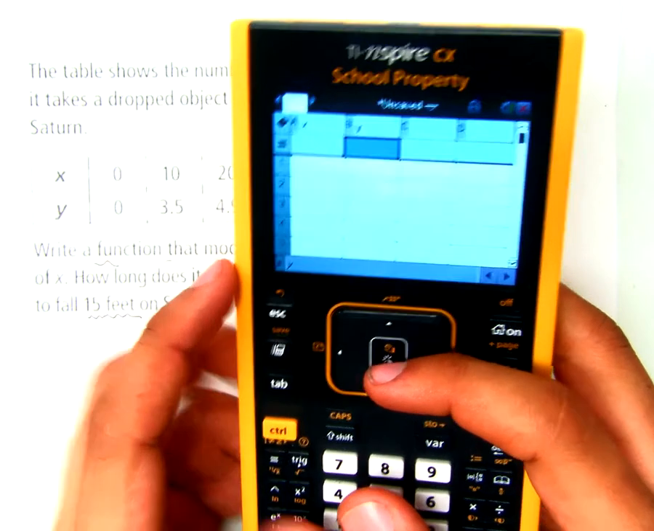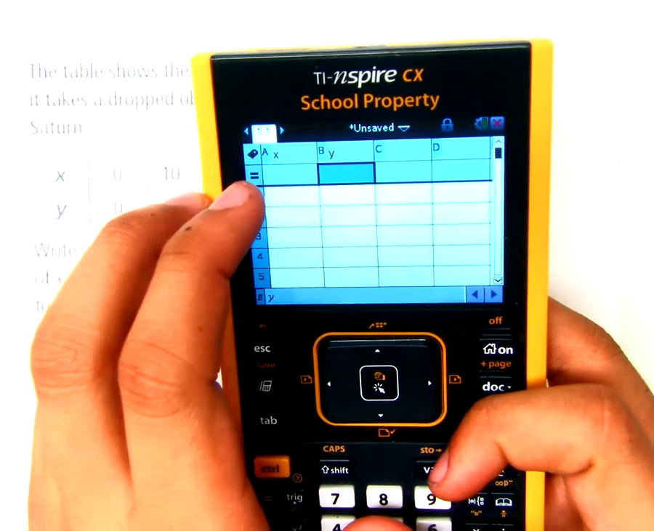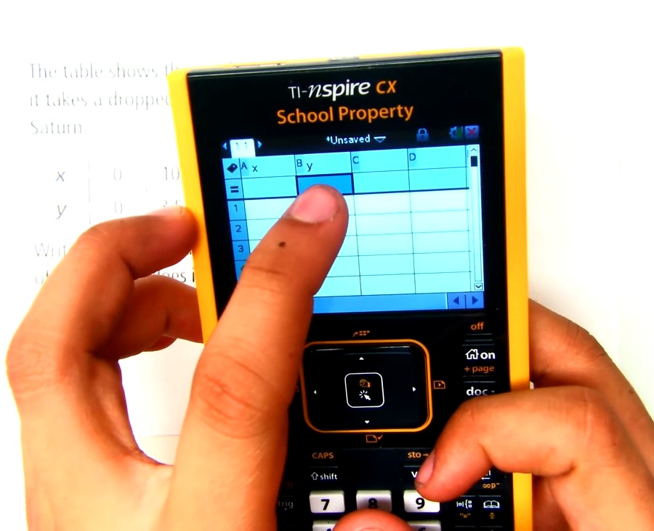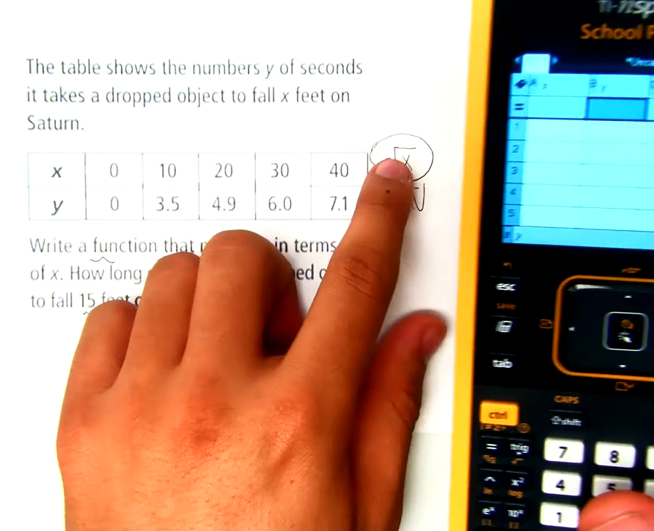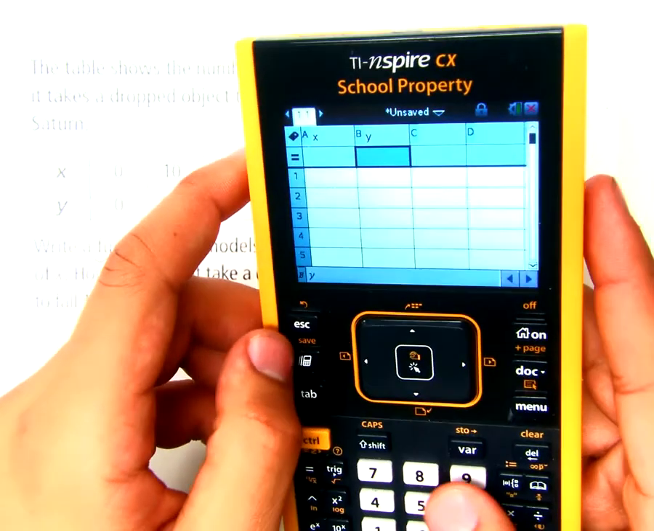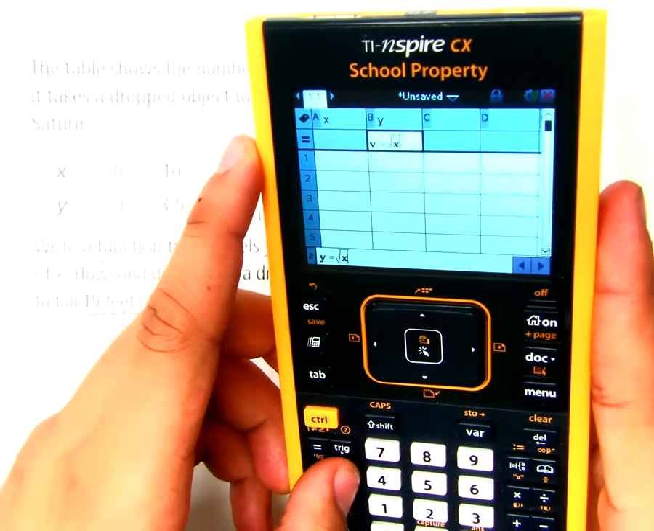Okay, and here, this equal row, this is y equals, and we can put a function in here. The function we want to use is the only function we know so far, and that's this parent function, the square root of x. So let's put the square root of x in there.